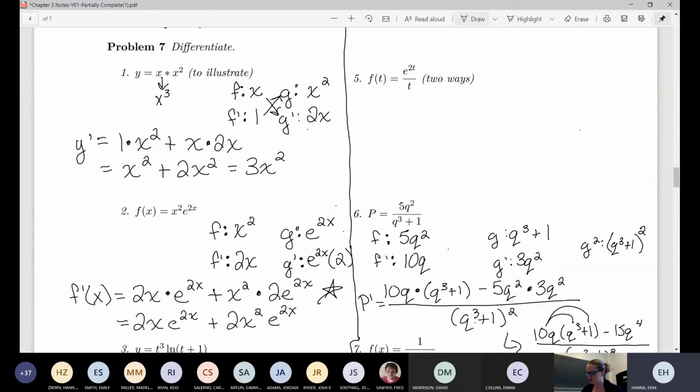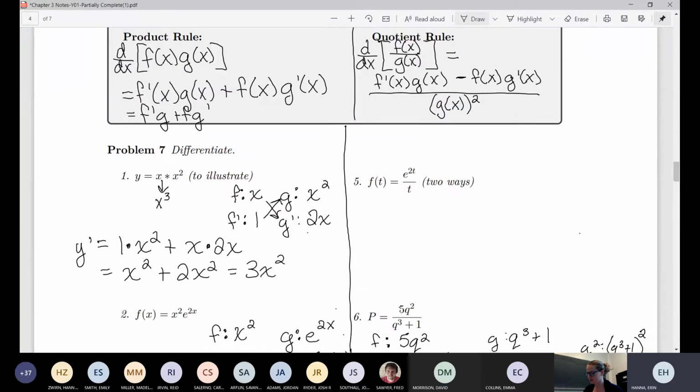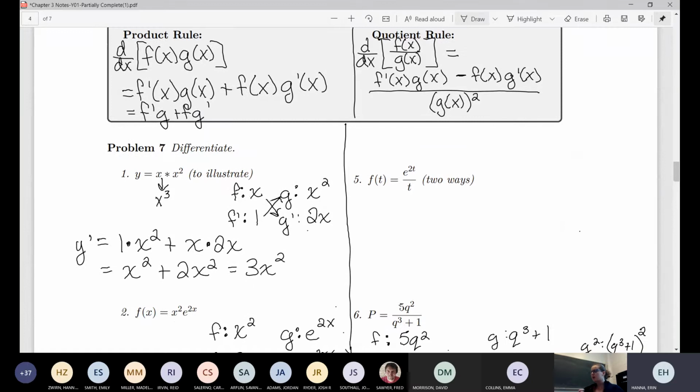So heading back to our product and quotient rules. So here's our reminders of our rules. I think I skipped 5 because I wanted to do it 2 ways and it was going to take too long.